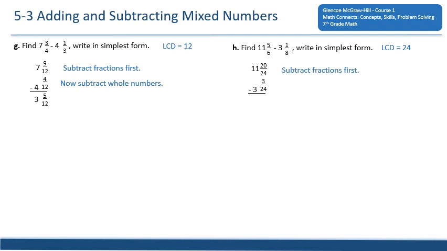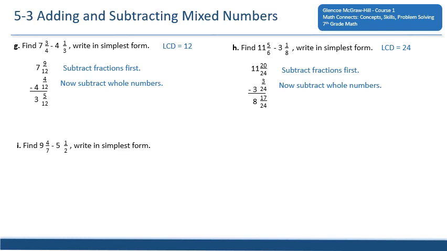Now we can subtract the fractions first, and all we need to do is subtract the numerators. So 20 minus 3 is 17, and our denominator remains 24. And then we'll subtract the whole numbers, and 11 minus 3 is 8. So we have 8 and 17 over 24.